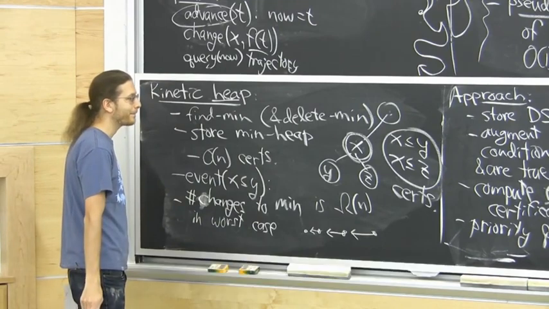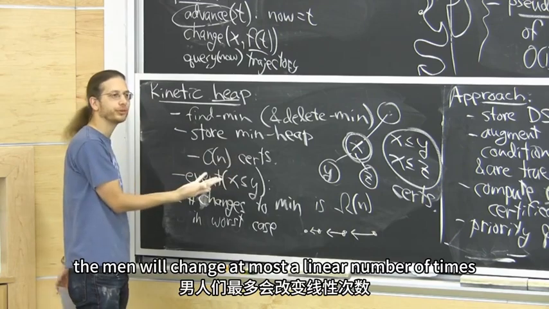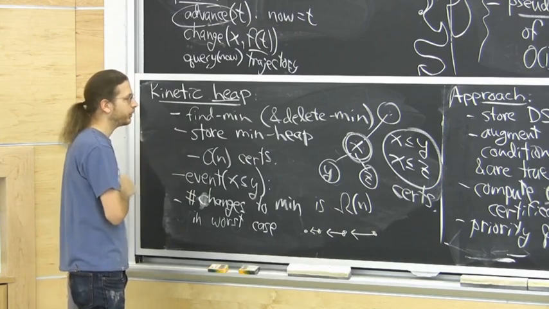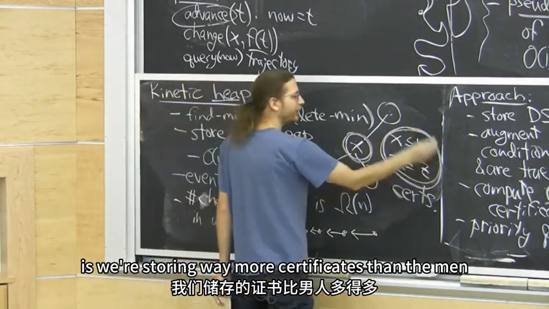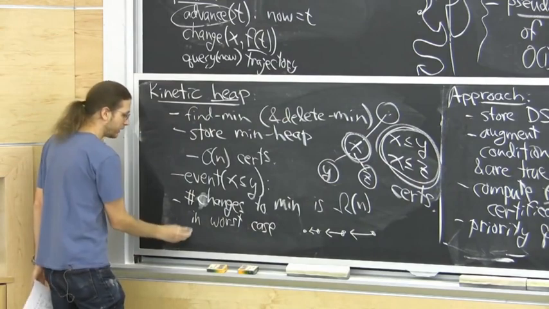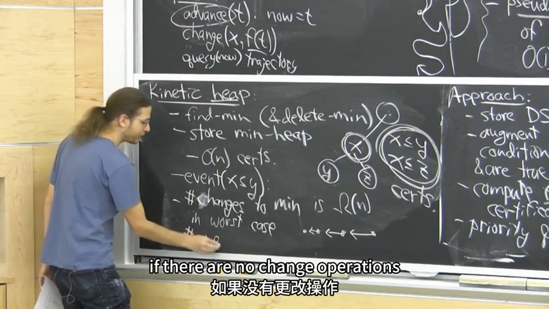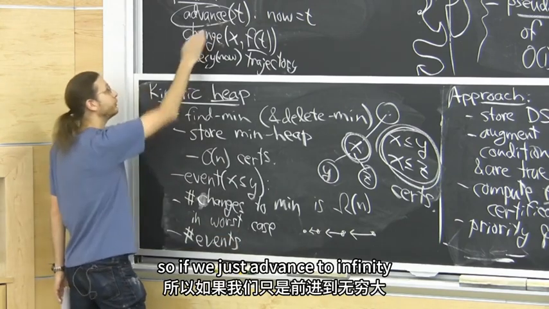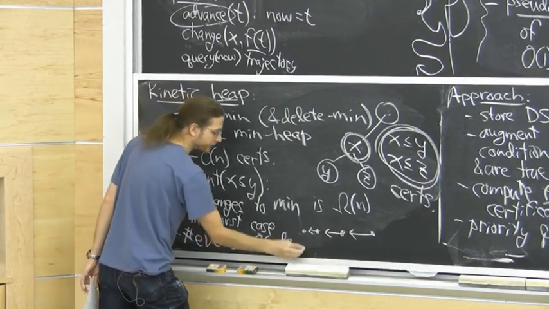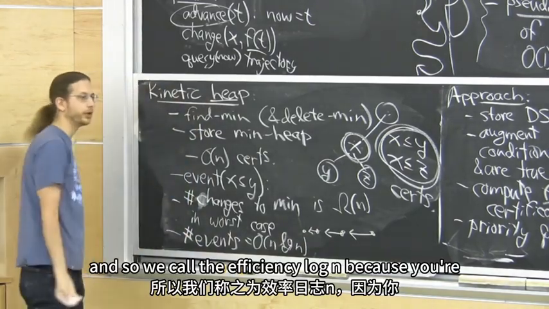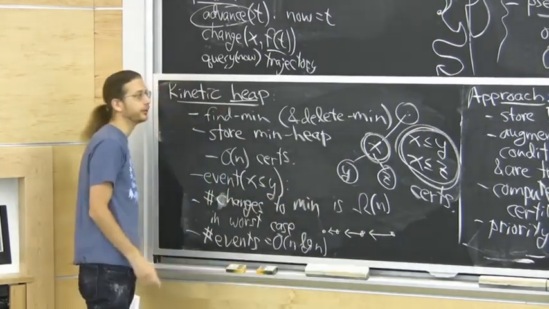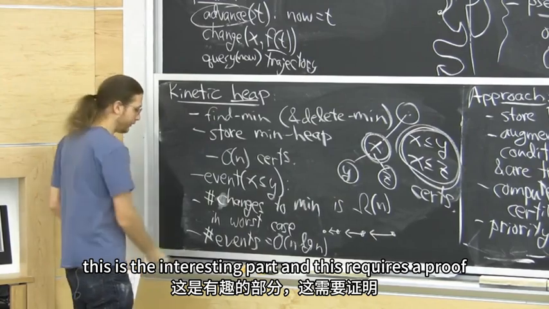I claim in this data structure, well, of course, the min will change at most a linear number of times. Well, it's not clear it's at most, but that's true. Well, we care about those. We're storing way more certificates than the min. We have a linear number of certificates. I claim the total number of events in this data structure, if there are no change operations, so if we just advance to infinity, is order n log n. And so we call the efficiency log n, because you're a log n factor away from this lower bound. This is the interesting part, and this requires a proof.